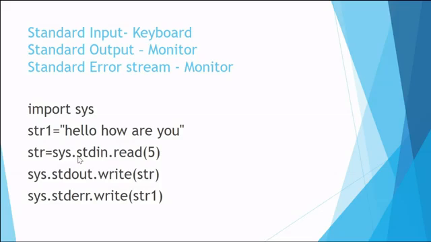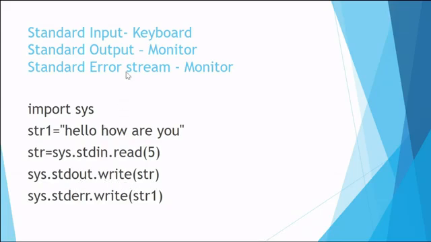we can use stdin and stdout, these two. So we will have to import the sys package. I have imported the sys system package. I have made a string, hello how are you, and in sys, the stdin module, I have called the read method, which is going to read 5 characters from the standard input. What is the standard input? Keyboard. Okay.